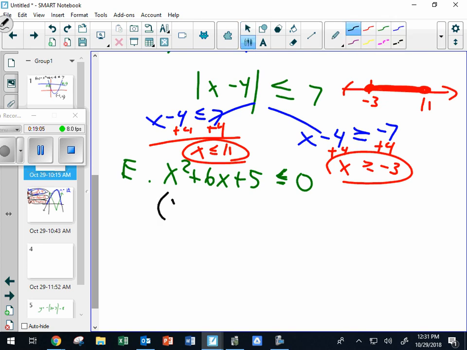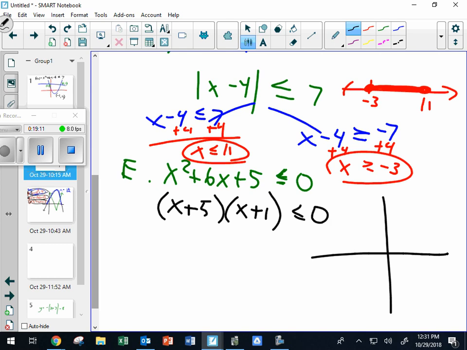I hope you factored this. If you can factor it, you should, because that sets you up nicely for making a picture. I suggested making a picture.